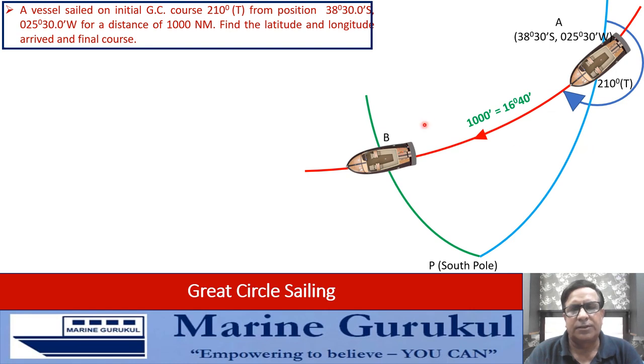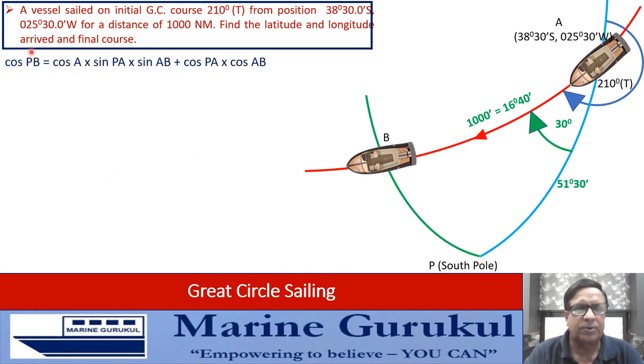Now in this diagram, this angle A you can see here shall be 210 minus 180. So angle A we know is 30 degrees. We know the latitude of A, so we can get PB, which we all know by now. It's 51 degrees 30 minutes. We know AB is 16 degrees 40 minutes. So we have two sides and the included angle.